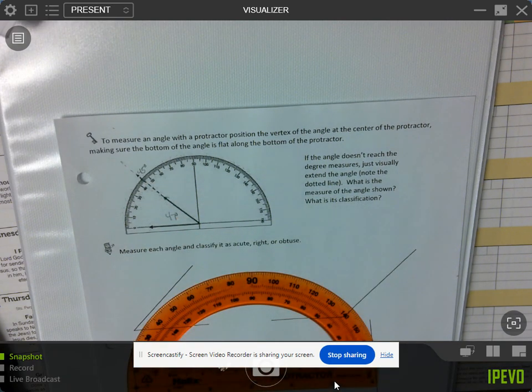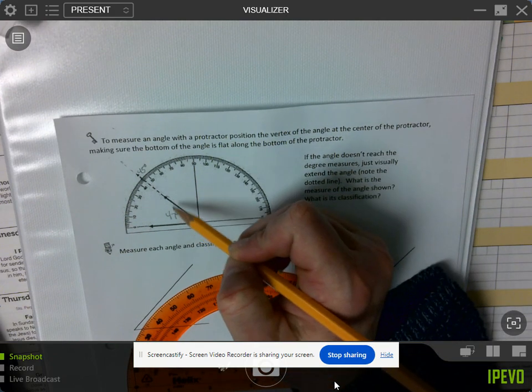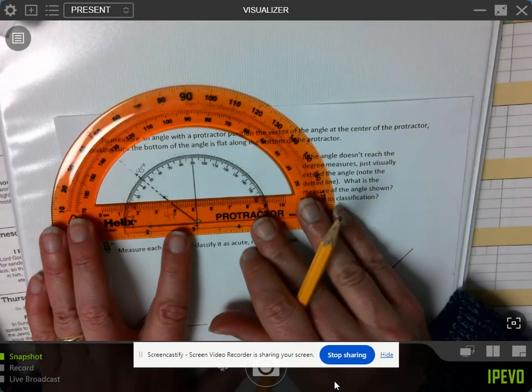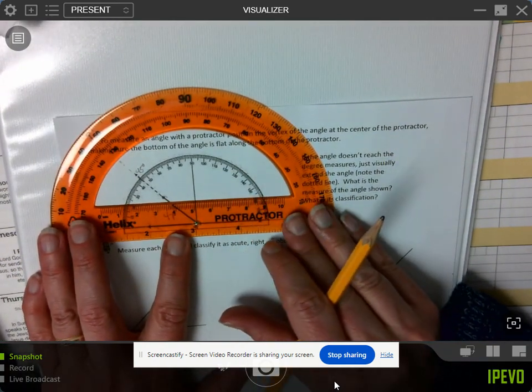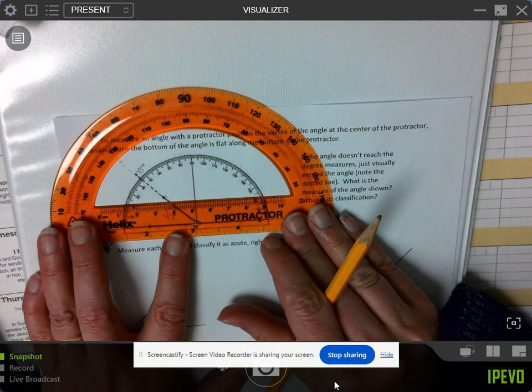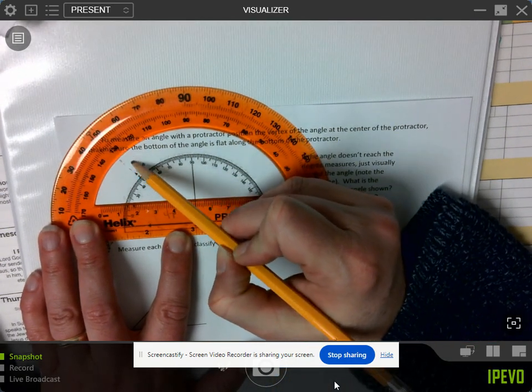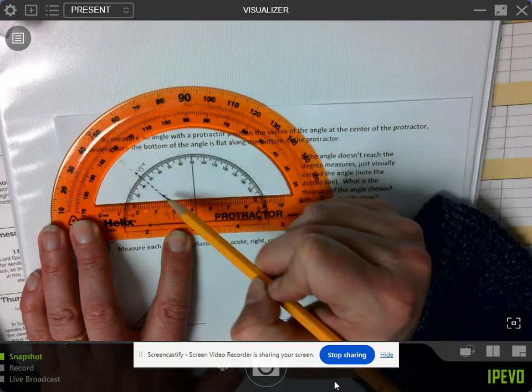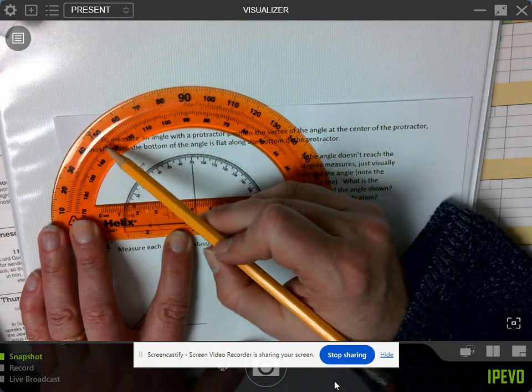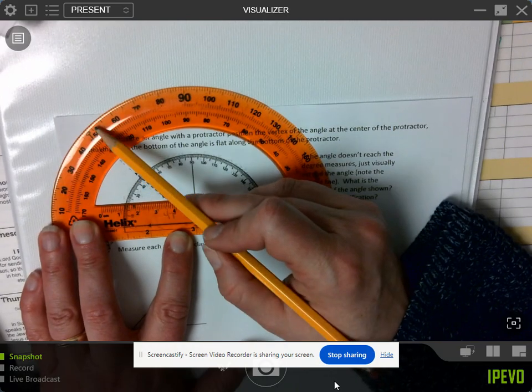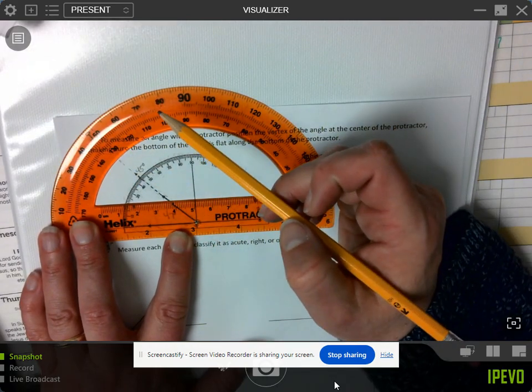I will accept a small range for degrees. 45 to 47 is only off by 2 degrees. I will not accept you saying that this is 50 degrees. That is too far off. That means you did not line your lines up well enough. 50 degrees is way up here. So you have to line it up close enough so you get very close to where it needs to be.